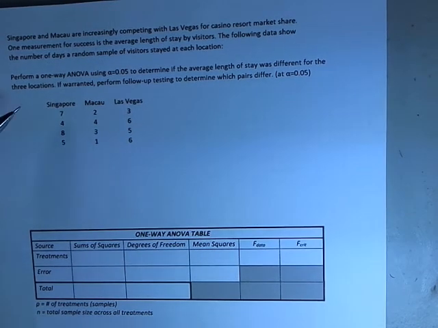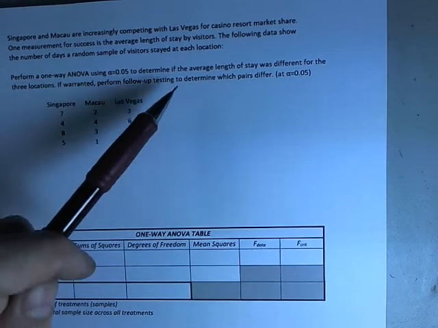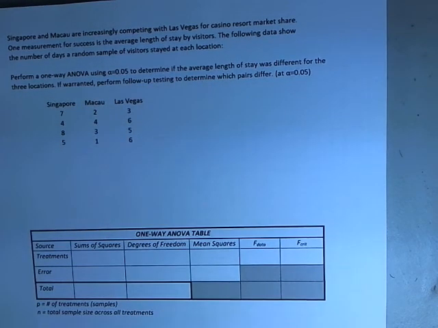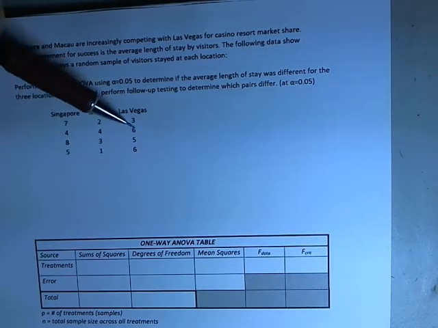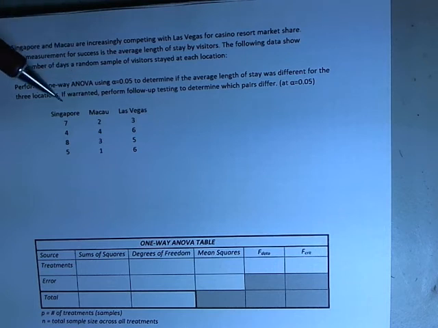Let's perform an ANOVA test with alpha at 5% to determine if the average length of stay was different for the 3 locations. ANOVA testing always looks at whether all of the samples being compared have a statistically equal mean, or whether at least one of them has a mean that differs from another. That's what we're going to be testing here.